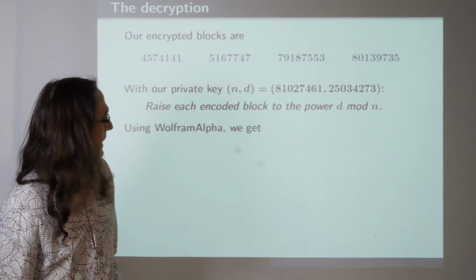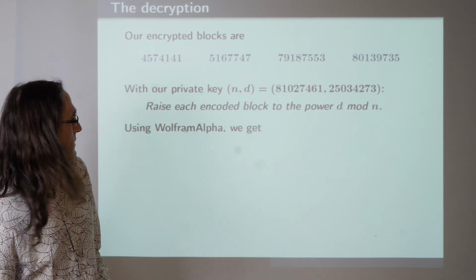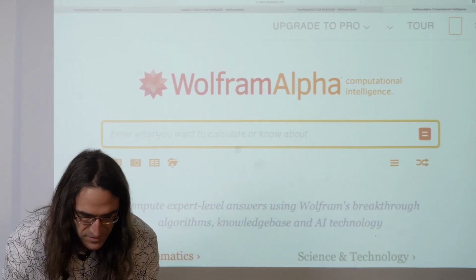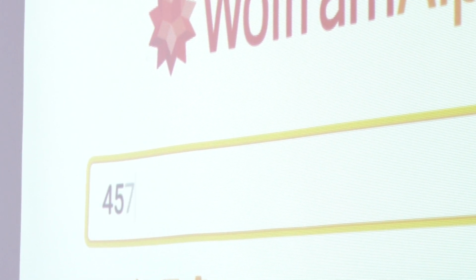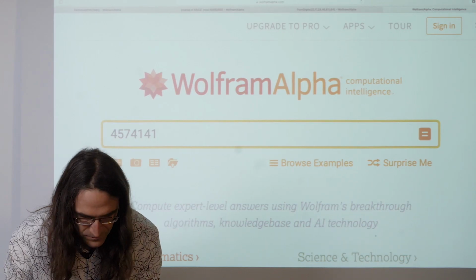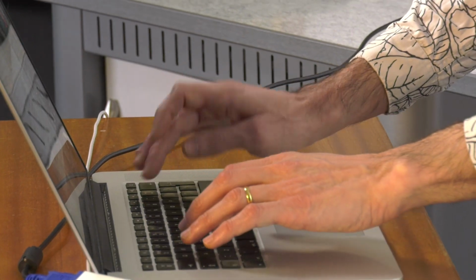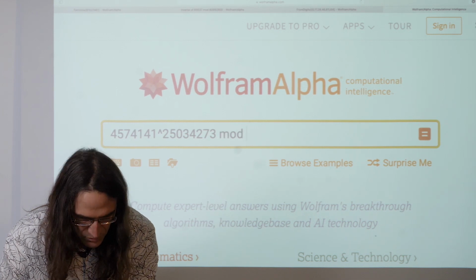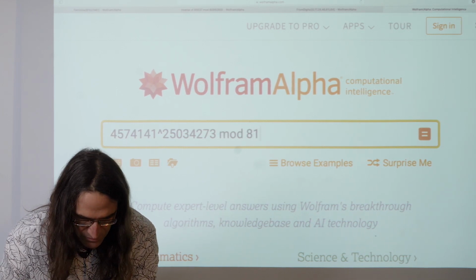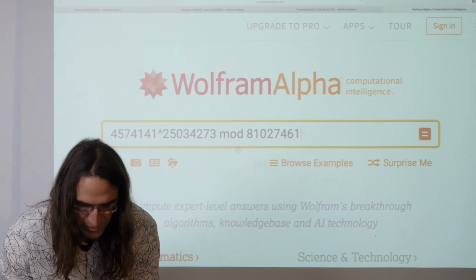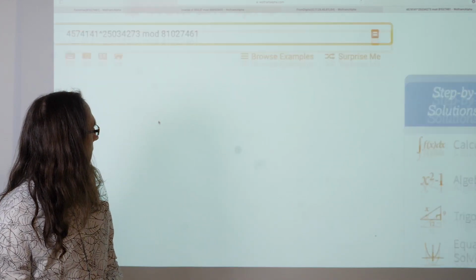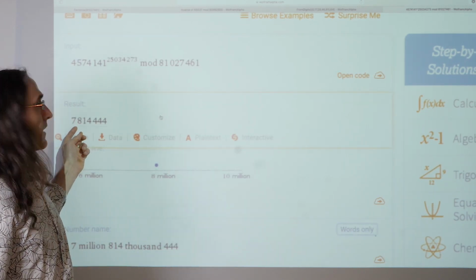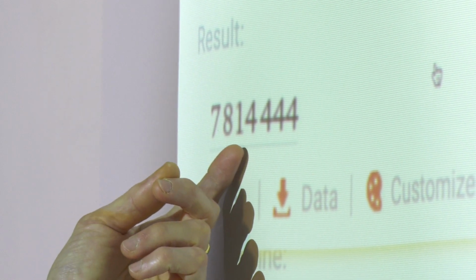Okay, so again, these are very big calculations. We use Wolfram Alpha to do them for us. So we'll do that first one. We take the first number, the first block was 4,574,141. We raise it to the power 25,034,273, and we look at that modulo n, which was 81,027,461. And Wolfram Alpha tells us the answer here, 7,814,444.